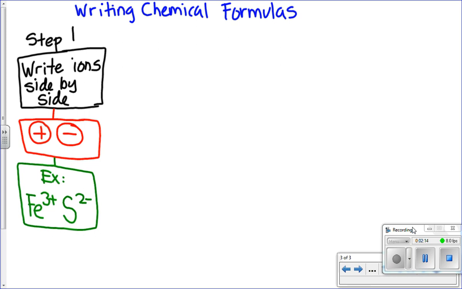So we're writing our ions side by side. The positive goes first, then the negative. If we were given the chemical iron sulfide, this is how you would write it. You would look on that list that you just put into your notebook, find the word iron and see what its ion is, find the word sulfide and see what its ion is, and write them right next to each other like that.